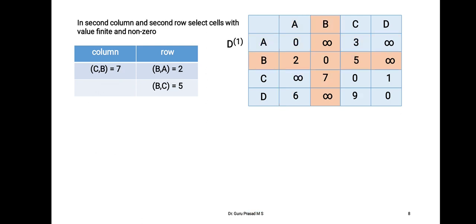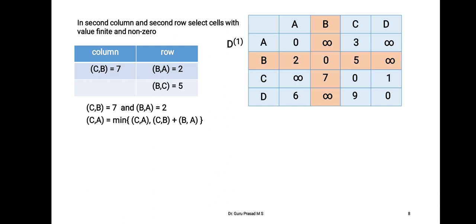Okay, in the next iteration you have to select the second column and the second row. In the second column and the second row, we have to select the values which are finite and non-zero. In the column, there is only one cell with a finite non-zero value, that is 7, and the cell position is c comma b. In the row, there are two cells with finite non-zero values, and the positions are b comma a equal to 2 and b comma c equal to 5.